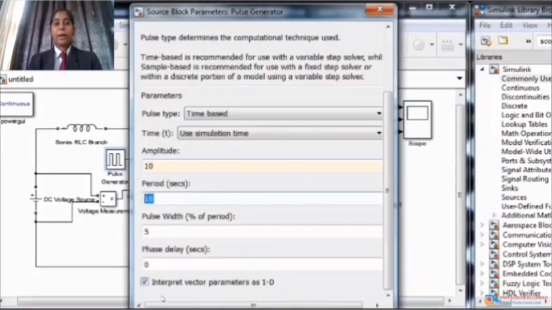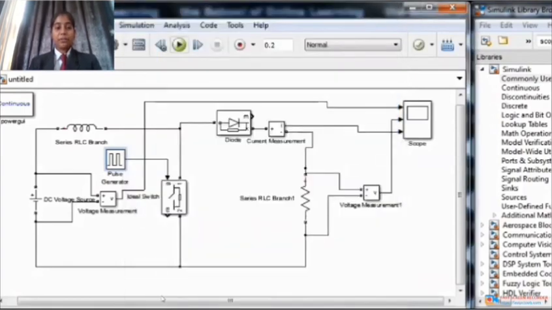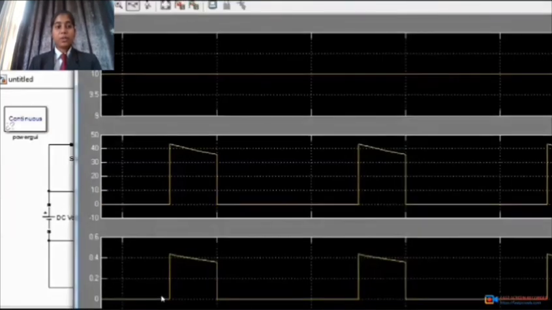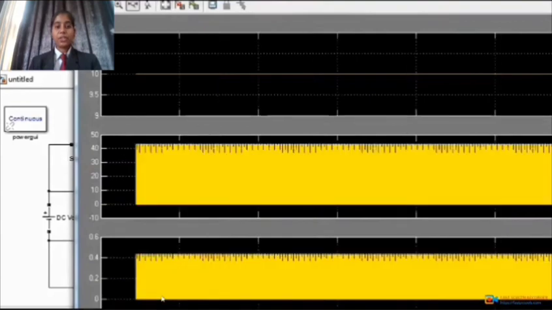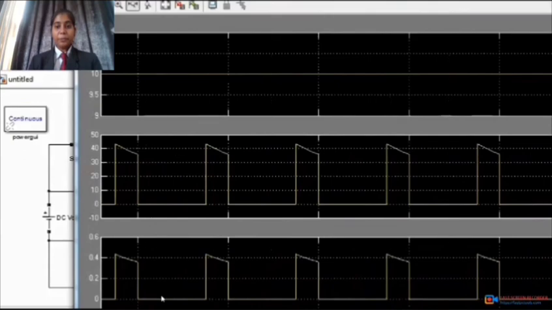Then we have set up the pulse generator. Then we have adjusted the pulse width at 75. Then again, we have adjusted the block parameters of the pulse generator. Here we have also used a continuous powergui. Then we have run the simulation, and here is the output after running. Here is the waveform, which is in rectangular pulse form.